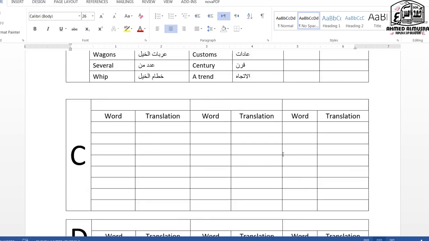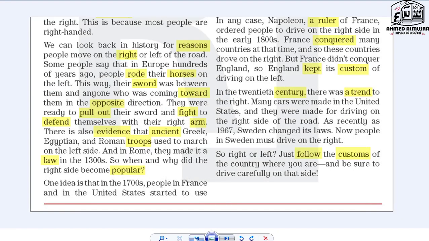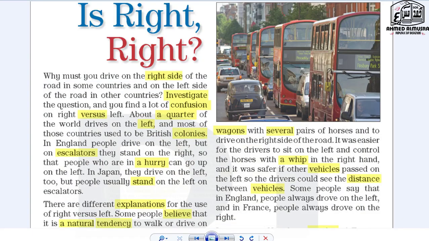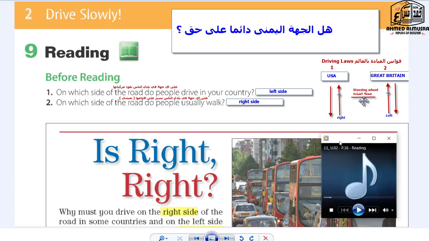Okay, so those are the words which I need you to highlight in this passage. Let's move quickly to the title, "Is Right, Right?" Now this is the time to listen to the audio. So let's go.